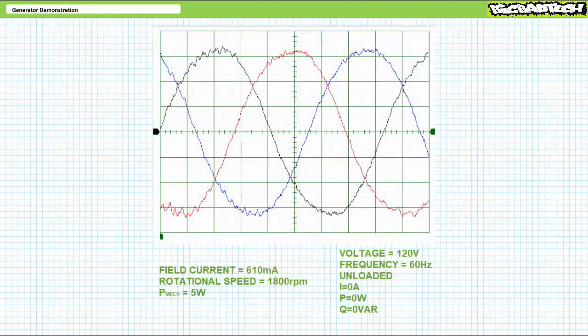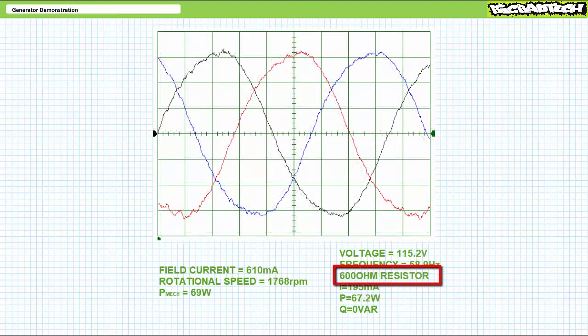We again begin in the unloaded condition with roughly 610 milliamperes of field current establishing the desired 120 volts line to neutral, the prime mover rotating at 1800 RPM establishing the desired 60 Hz. Since this is pretty critical to our later discussion, you will note the period of each waveform at 60 Hz is roughly 16.7 milliseconds. Let's see how the system responds to an increase in real power demand when I disable the closed-loop speed control option. Our example load condition is a Y configuration of 600 ohm resistors.